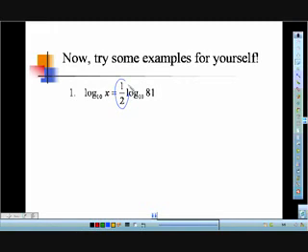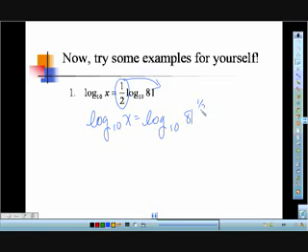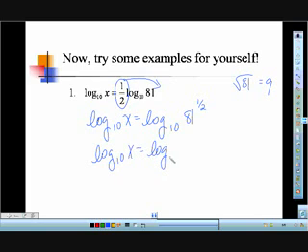Here we have the 1/2 out in front, which we know is going to come up here and be an exponent on the 81. So I'm going to have log base 10 of x equals log base 10 of 81 to the 1/2. 1/2 as an exponent means to take the square root. So the square root of 81 is 9. So I'm going to have the log base 10 of x equals the log base 10 of 9. So x is equal to 9. When I plug that back in, that works.